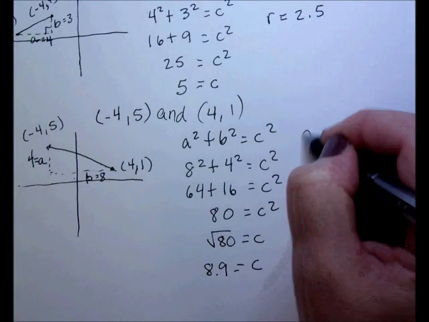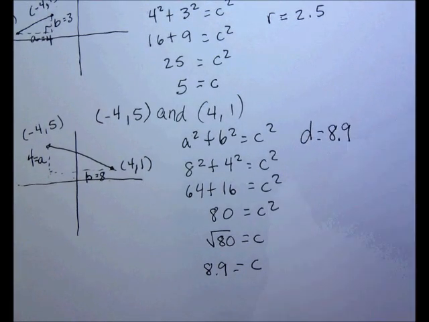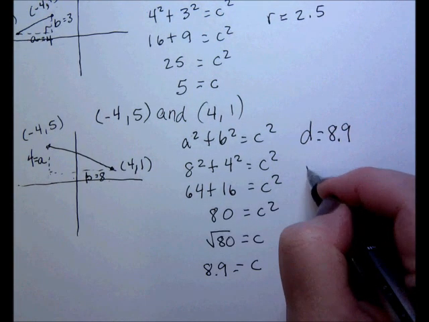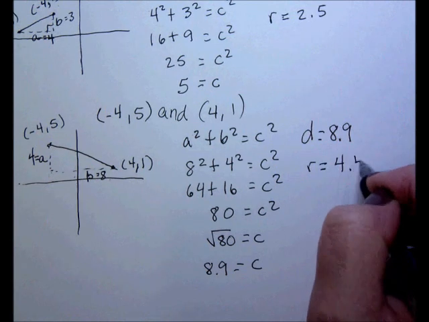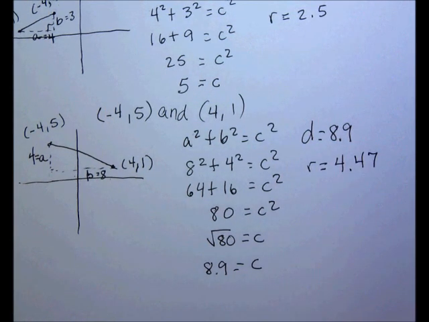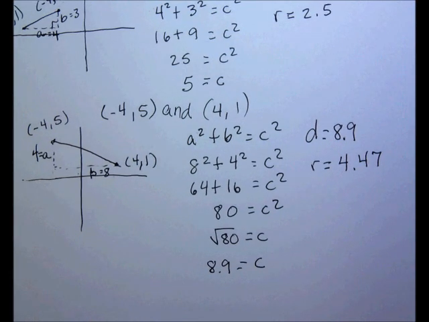So my diameter is equal to 8.9, and then I take that and divide it by 2 to find my radius, and my radius is equal to 4.47. So that's how you use the two endpoints of a diameter to find the radius.